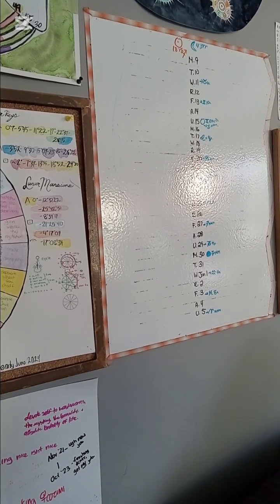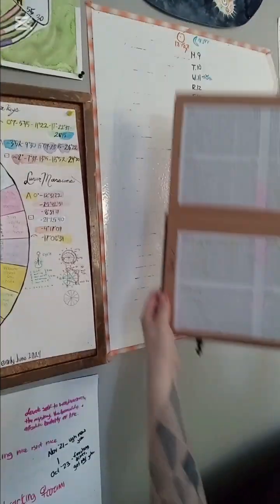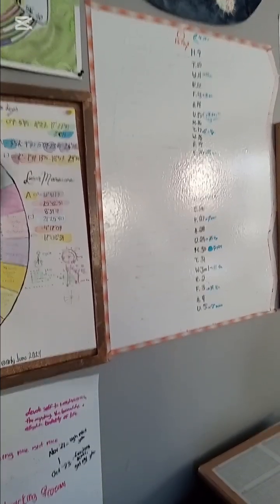So I color code my calendar where natal transits are in whatever color I've assigned to the planet. And then mundane transits, oh, and that's, I printed off the astro.com ephemeris.